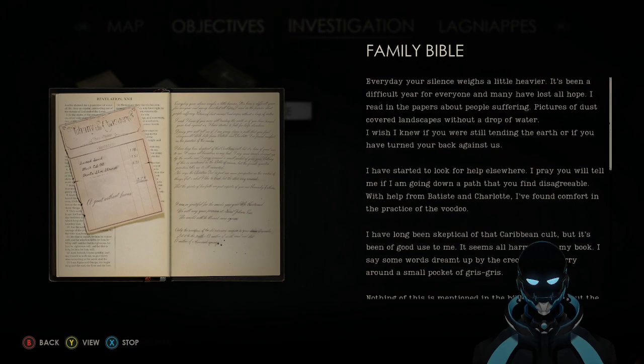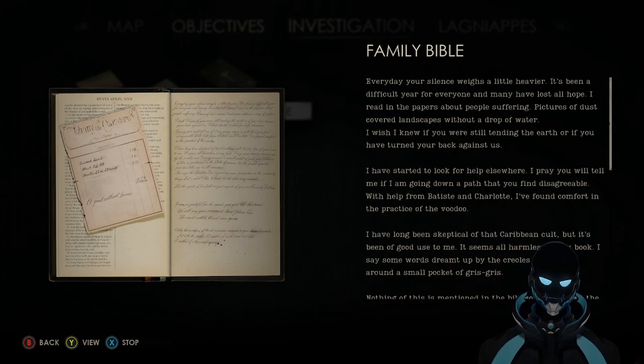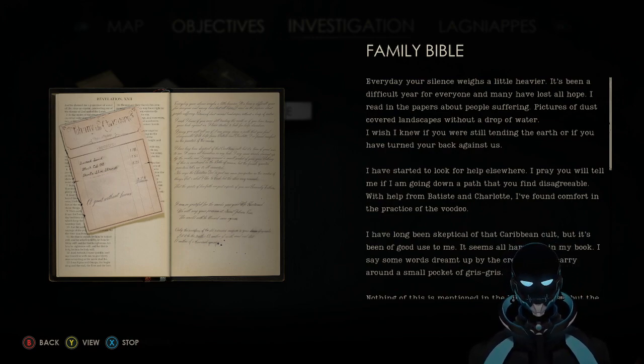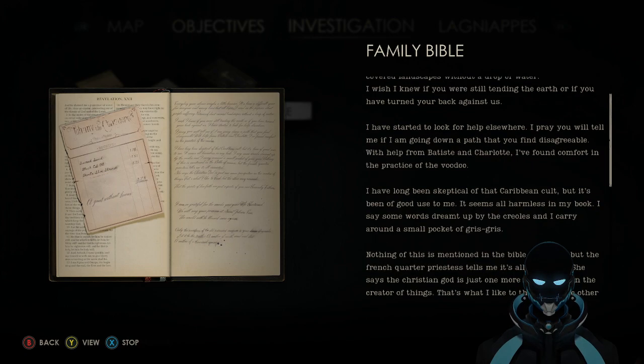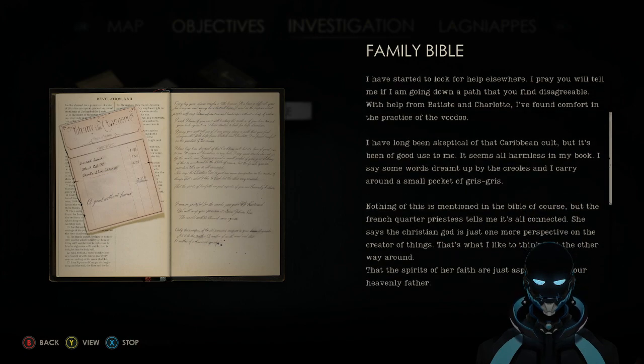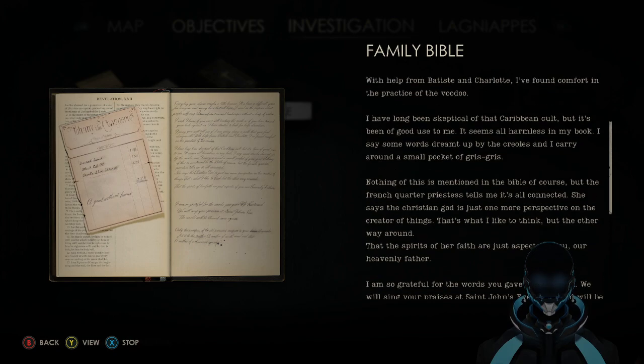Every day your silence weighs a little heavier. It's been a difficult year for everyone, and many have lost all hope. I read in the papers about people suffering. Pictures of dust-covered landscapes without a drop of water. I wish I knew if you were still tending the earth or if you had turned your back against us. I have started to look for help elsewhere. I pray you will tell me if I am going down a path that you find disagreeable.